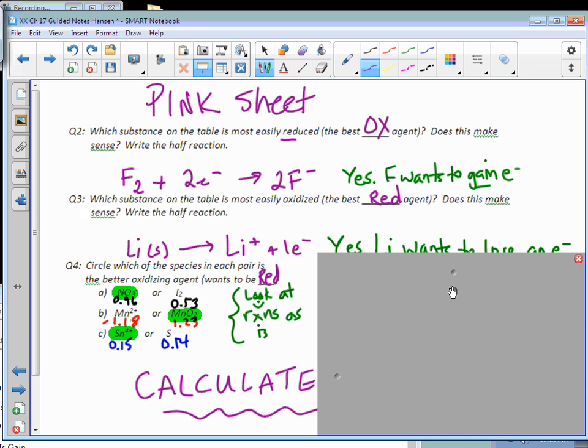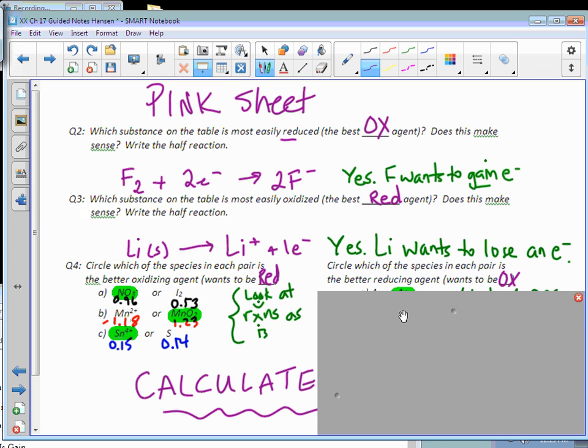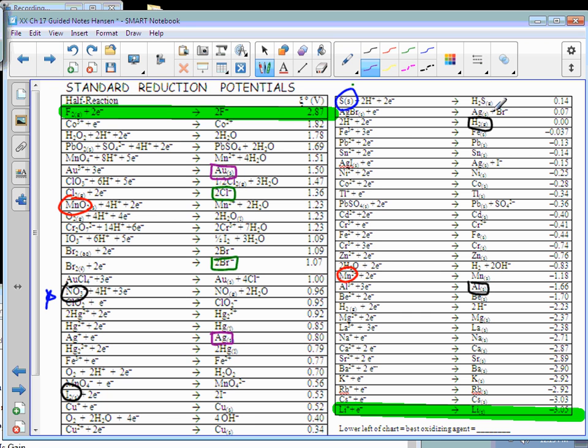But over here on the other side, this time it's the exact opposite. It says circle which species in each pair is a better reducing agent. In other words, wants to be oxidized. Here's my big point here. If you're going to do oxidation, you have to look at that pink sheet backwards. So for instance, if I look at silver and I look at gold, when I look at that sheet, I need to find an exact match on the product side going to reactants, because we're talking about being oxidized.